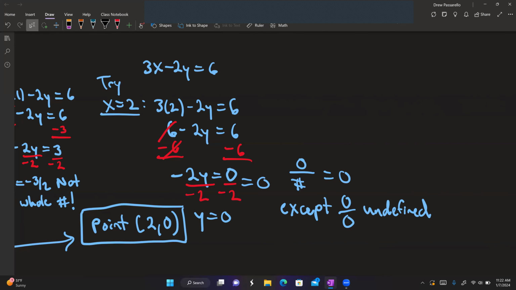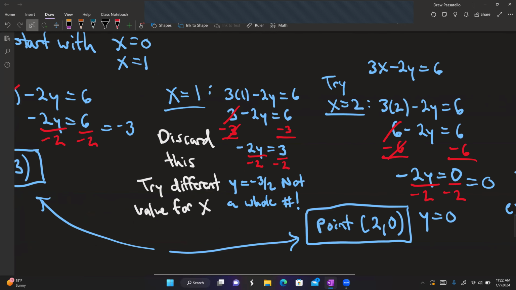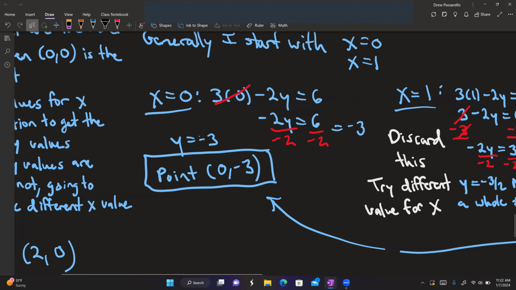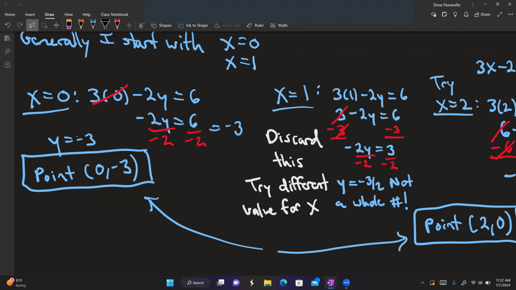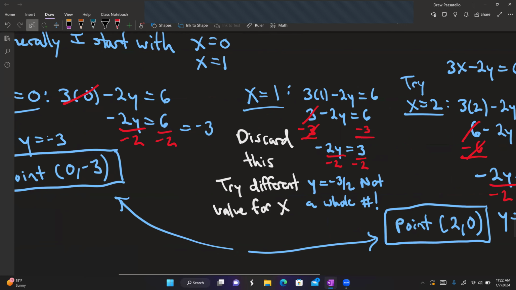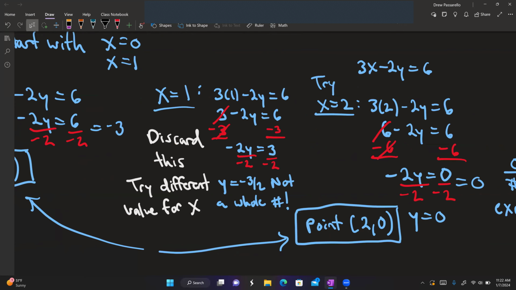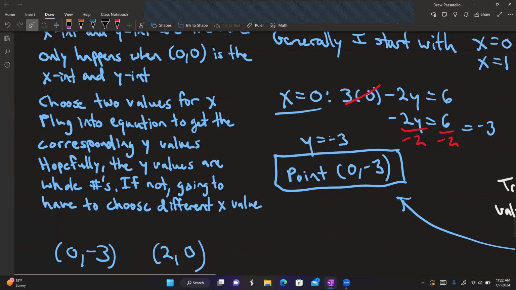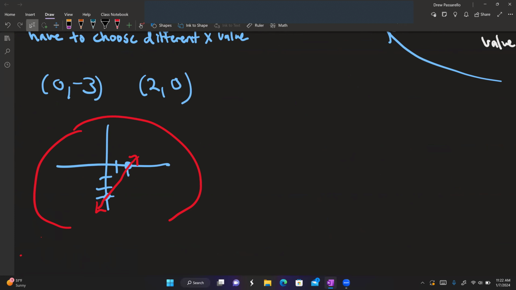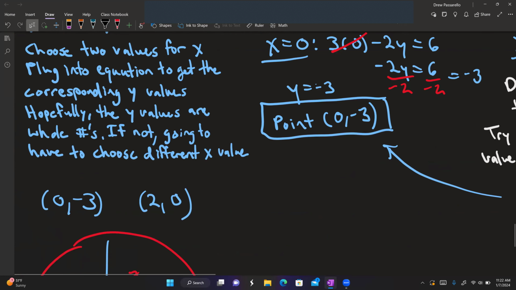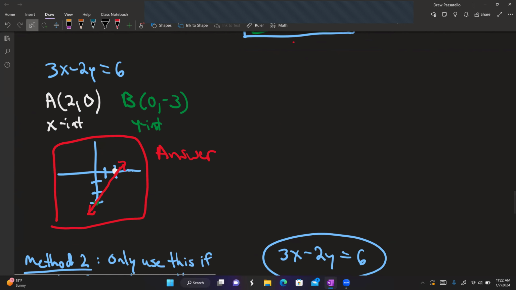And it's just a coincidence that because of these 2 choices, the values that worked for x, namely x equal to 0 and x equal to 2, it gave us the same 2 points. 0, -3 is the y-intercept, and 2, 0 is the x-intercept. Those are the same 2 points that we found earlier with method 1. And so we plotted them, we have that line. All right, so that's a summary of method 2.